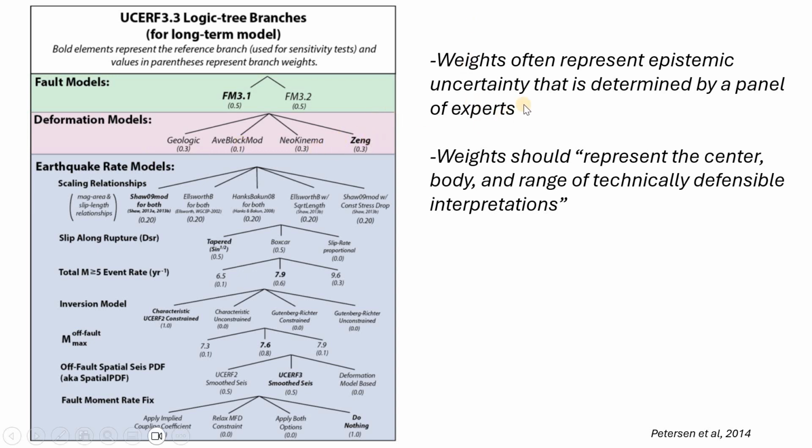So sometimes these weights are assigned essentially by committee. Gather a group of experts together, discuss it, and generate probabilities. It's often thought that the weights should, quote, represent the center, body, and range of technically defensible interpretations. So that's what these experts are charged with. Experts, what's the most likely thing to happen? And then what are some of the end numbers that could happen? So pretty interesting to think about that.